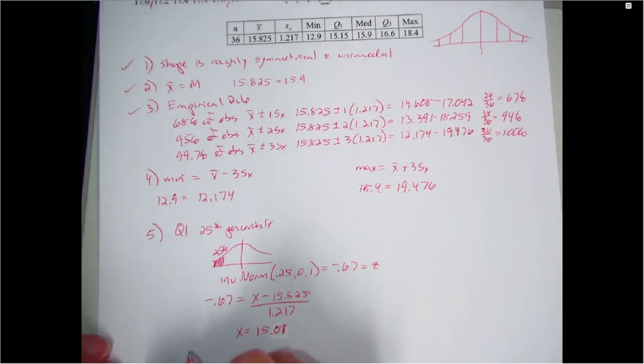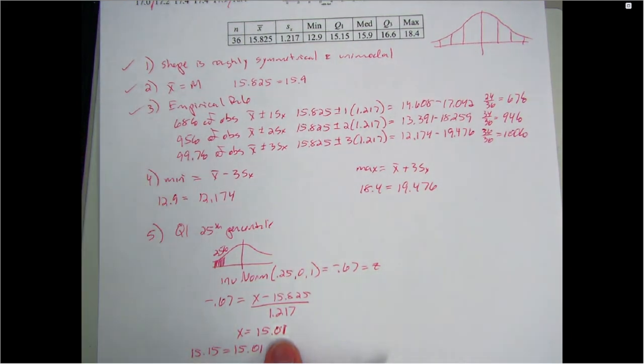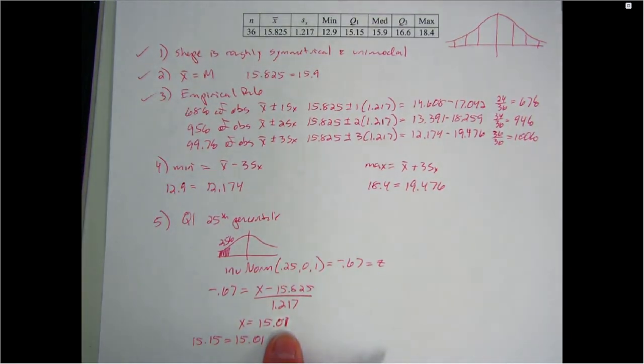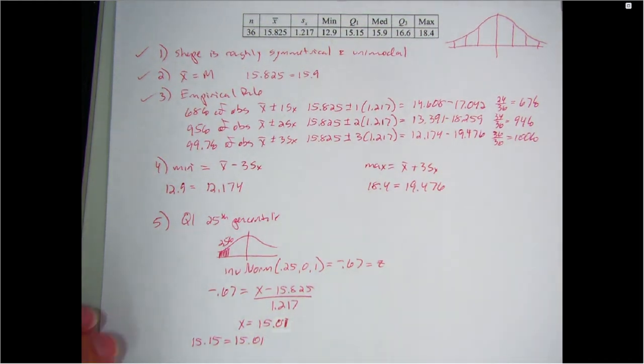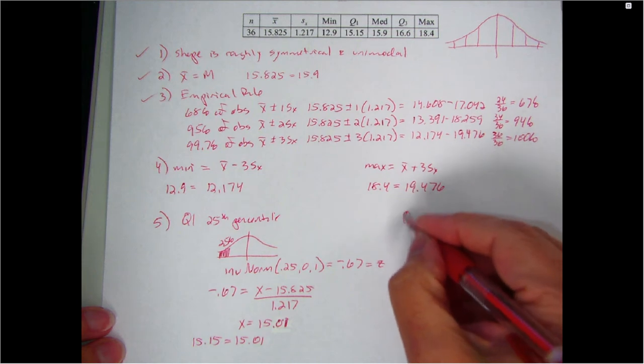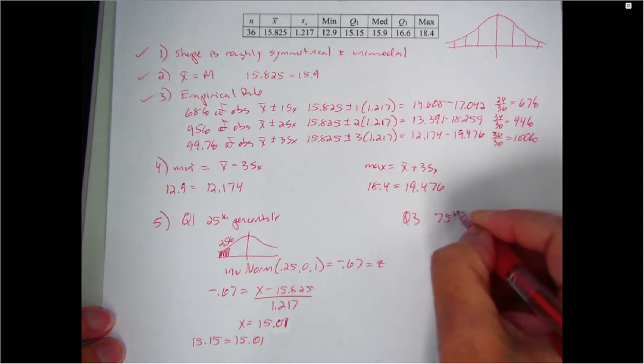Okay, so that 15.15 is pretty darn close to my 15.01, which is the observation that sits at the 25th percentile. Okay, is everybody good? All right, let's do the same thing with the third quartile, which matches the 75th percentile.